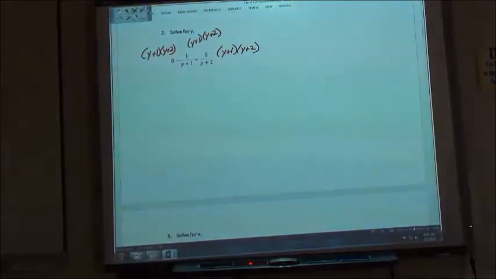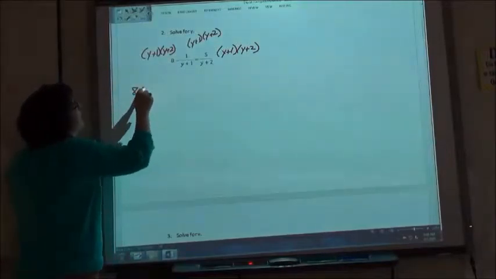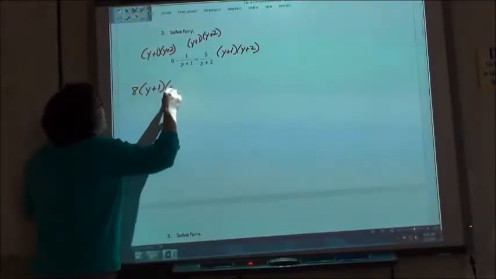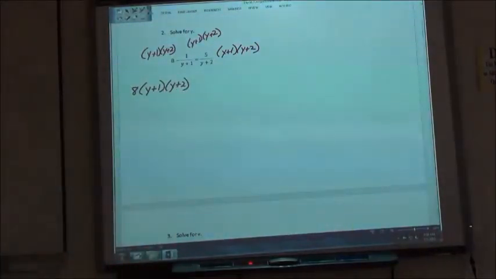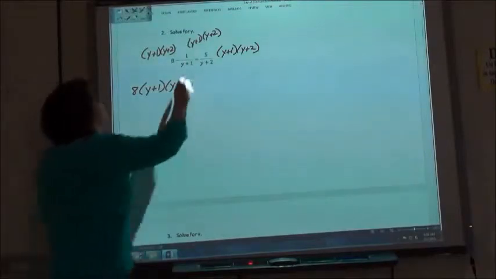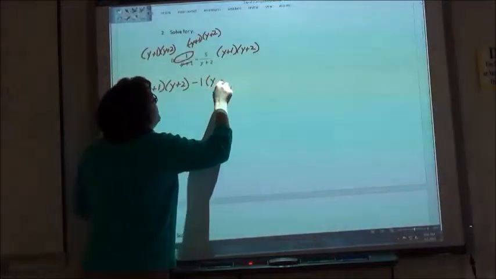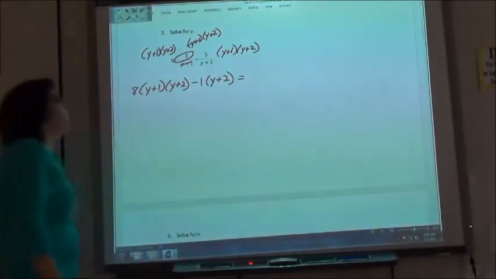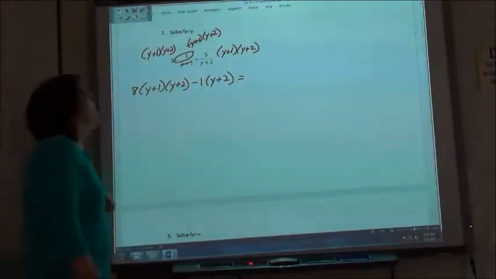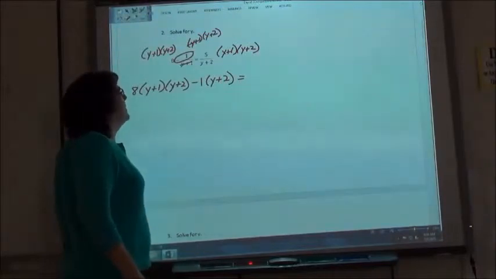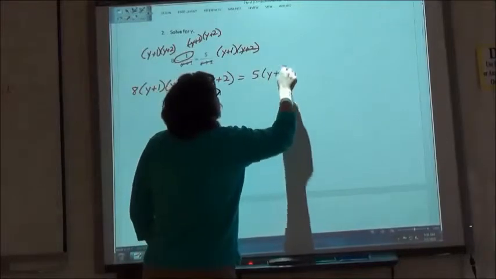So on the first one, nothing's going to cancel out, right? I'm just going to put the 8 in front because it looks prettier there. So 8 times y plus 1 and y plus 2. On the second fraction, what's going to cancel out? The y plus 1. So we're going to have a minus 1 times the y plus 2, right? Equals, on the other side, what's going to happen? Okay, the y plus 2 cancels out, so we're going to have a 5 times the y plus 1.